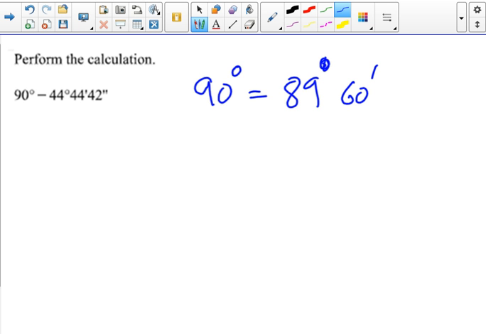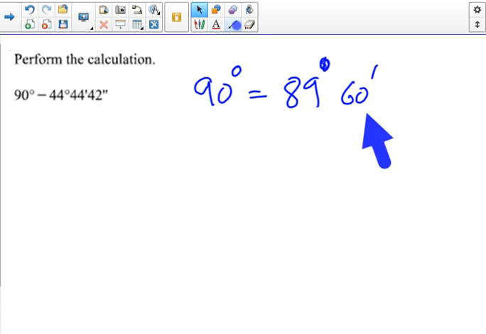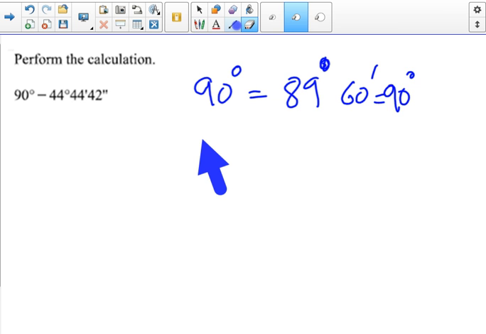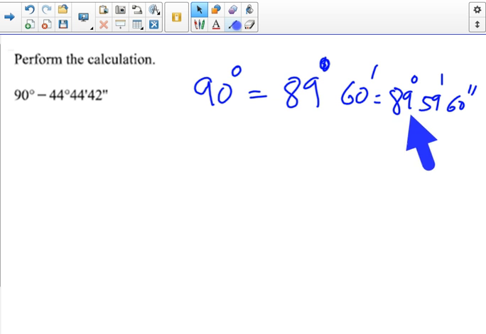Now I'm going to borrow a minute from this to get 60 seconds, but of course that's going to reduce this down to 59. So what I'm going to really have now is 89 degrees, because that's what I had before, 59 minutes, and now 60 seconds. Now I'm in a position to use this angle, which is the same as 90 degrees, and now it has all the minutes and seconds I need so that I can subtract.